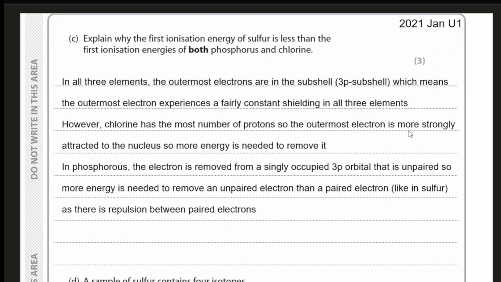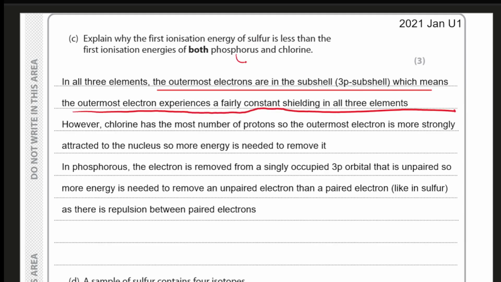Explain why the first ionization energy of sulfur is less than the first ionization energy of both phosphorus and chlorine. Now if you check out the electronic configuration of sulfur, phosphorus and chlorine, the outermost electrons being removed are in the 3p subshell, which means the outermost electron experiences a fairly constant shielding in all 3 elements. That's right. In phosphorus, chlorine and sulfur, all of the outer electrons are present in the 3p subshell. It's just that the number of electrons is different and nothing else.